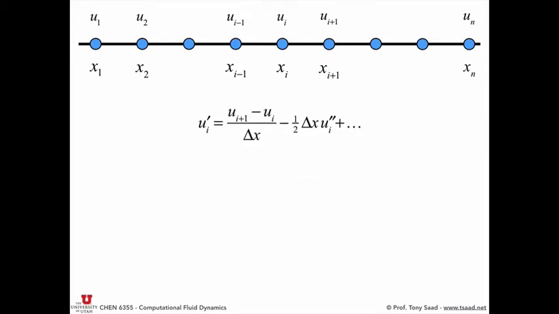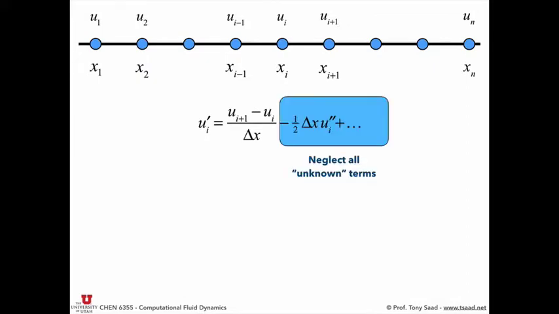So now we take that and look at this. We are after u prime i. We know ui plus 1. We know ui. Those were measured experimentally, correct? We do not know u double prime i. We don't know u triple prime i, etc. So let's make the bold claim and say, hey, we're going to neglect all of these terms.